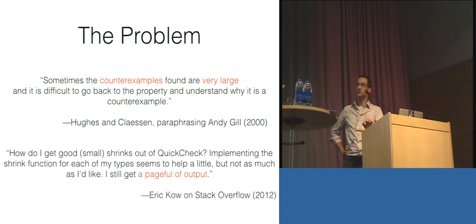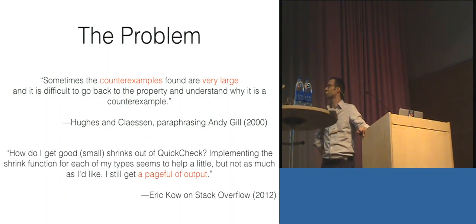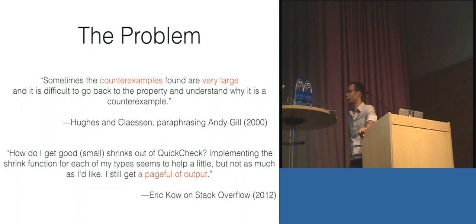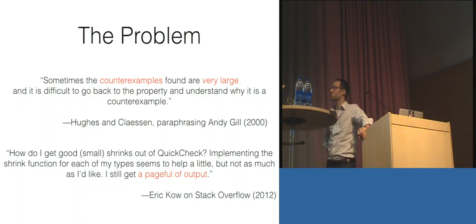Now, taking you to more recently, sometimes this is still a black art, right? How to get good small counterexamples. This is a post by Eric Koch on Stack Overflow. He was working with a natural language processing algorithm, and even implementing shrink, getting pages and pages and pages of output. He knew there was a bug, but could not figure out why.